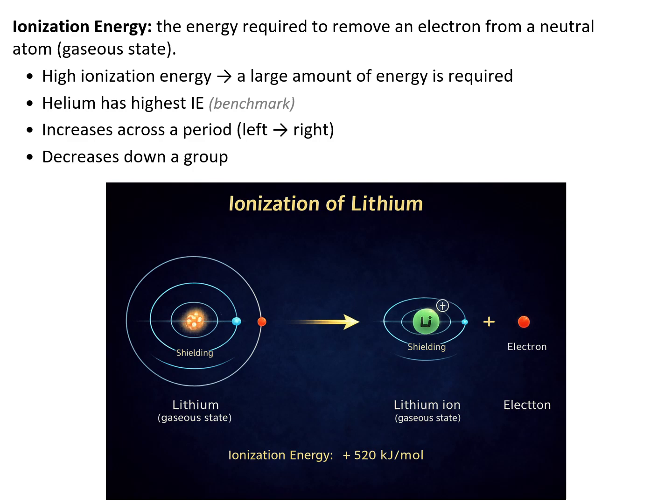Here I have an image just illustrating the ionization of lithium. We're going to ionize this one valence electron, and afterwards we have a lithium ion in the gaseous state and the electron. It takes 520 kilojoules per mole to do that. If you go down to sodium, it's going to be a little bit smaller because ionization energy decreases as you go down a group.